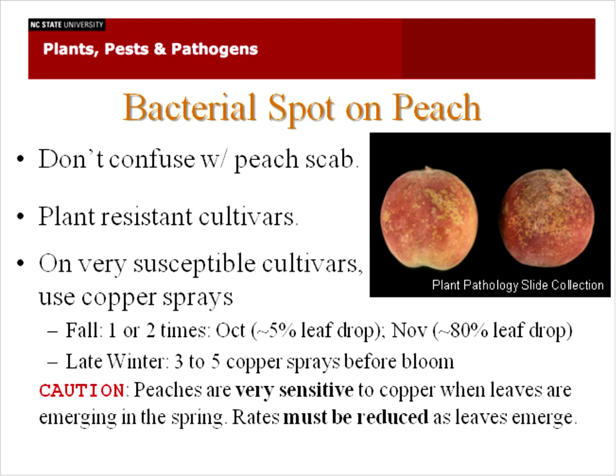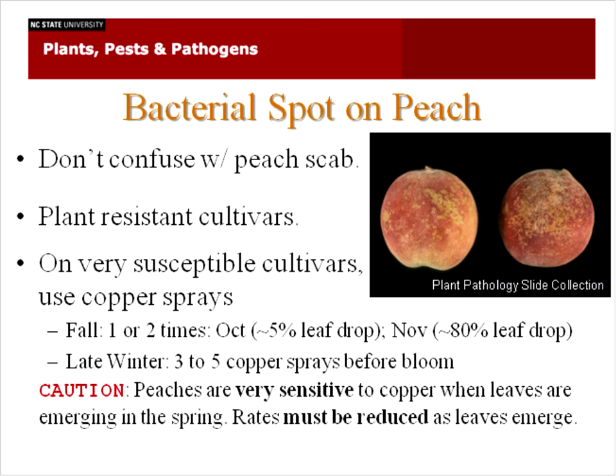The other question that had come up was about bacterial spot on peach, and that is a tough one. First of all, we didn't talk about it last time. We were talking about the two main problems in home peach orchards, which are brown rot and peach scab. And the symptoms of bacterial spot on the peach fruit could be confused with scab, so first be sure you know what you've got. But as far as control measures for this, one would be to find and start with a cultivar that has some genetic resistance.